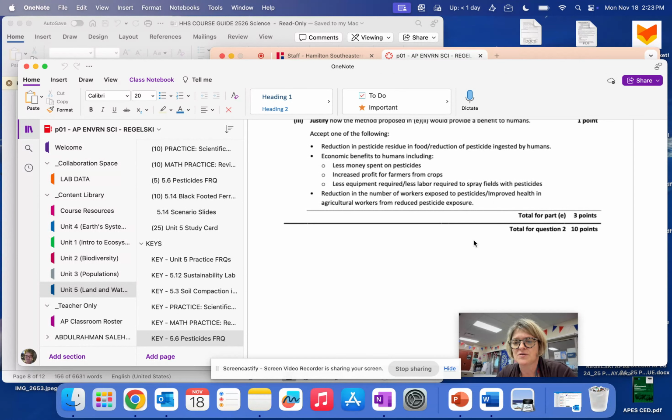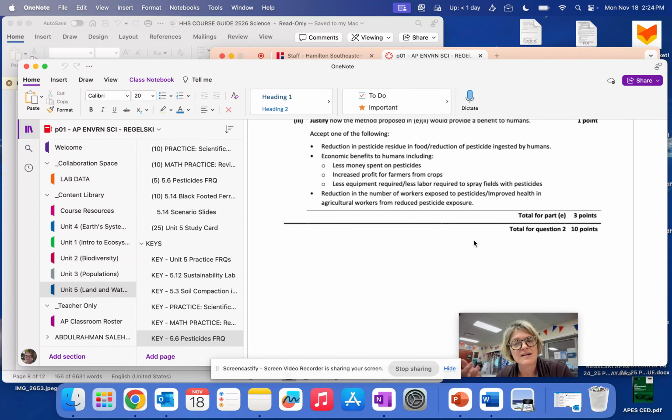Now, here's the good news. If you get around a 5 or 6 on the FRQ, so you earn 5 or 6 points, that is equivalent to getting a 3 on the AP test. So if you're getting a 5 or a 6, you're actually on par to pass the AP test.